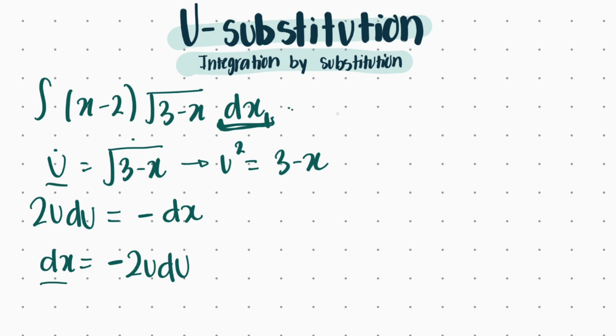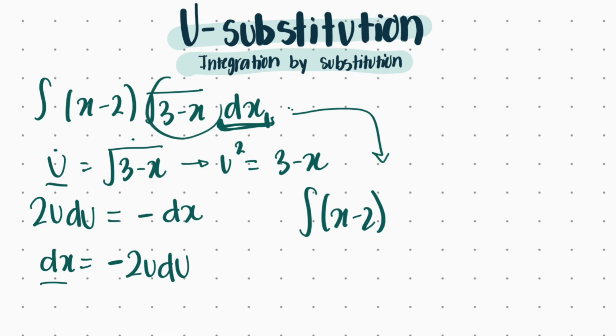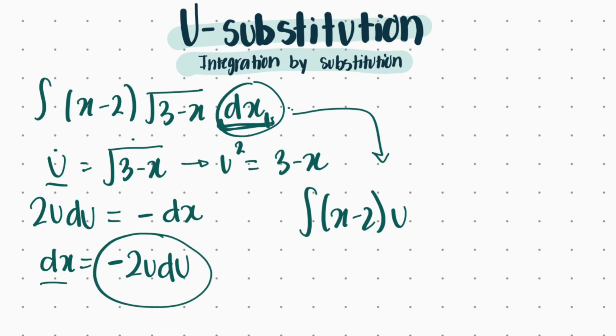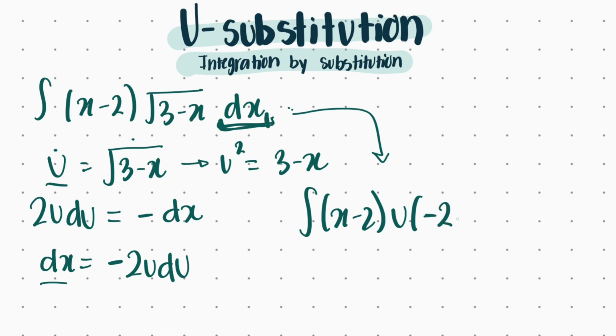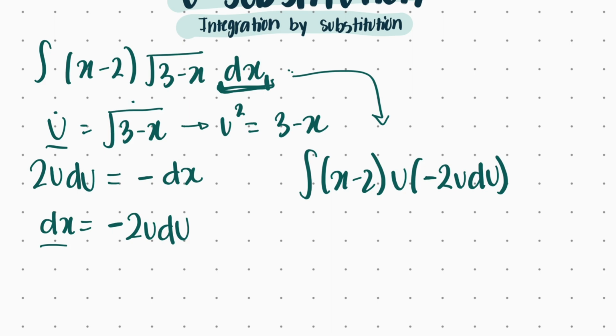Let's start substituting. So we have the integration of x minus 2. This is u, so we're just going to replace that in here. And we know dx is minus 2u du, so I'm just going to replace that with minus 2u du. However, once again, we ran into the same problem. We see that we have an x. No worries, we can find x from this. Let's do that right now.